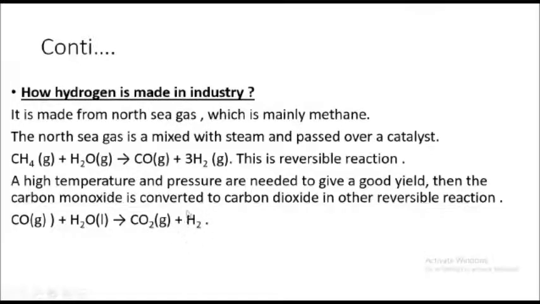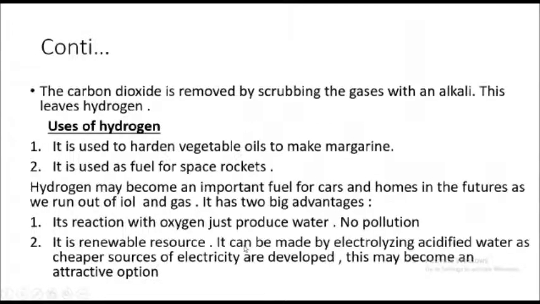So this yield of hydrogen that you require for industrial formation of hydrogen will require a high temperature and pressure to gain a good yield. It will also require a catalyst. So the carbon dioxide is removed. The carbon dioxide that has been converted will be removed by scrubbing the gas with alkali. By adding a group 1 or group 2 alkali, this leaves hydrogen. So if you remove carbon dioxide from the gas with an alkali, this leaves hydrogen, and you need hydrogen that exists alone in an industrial process.